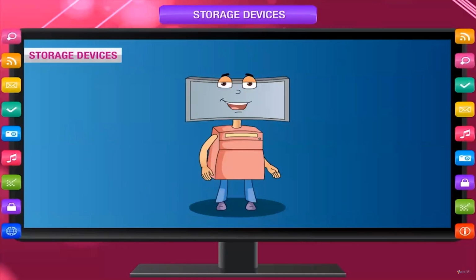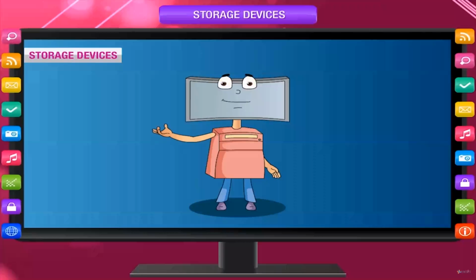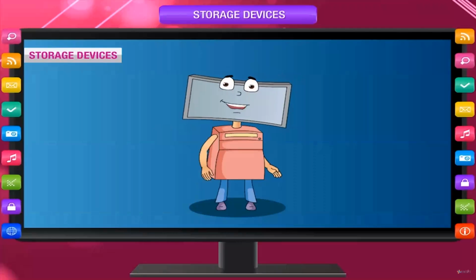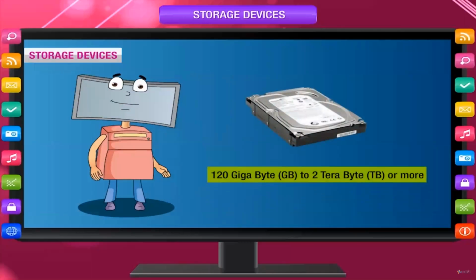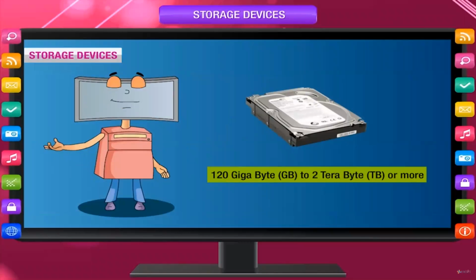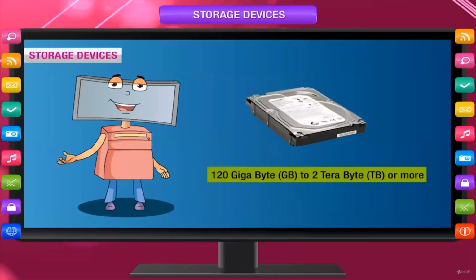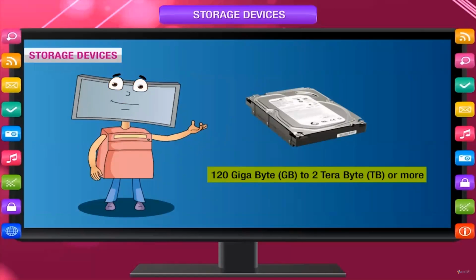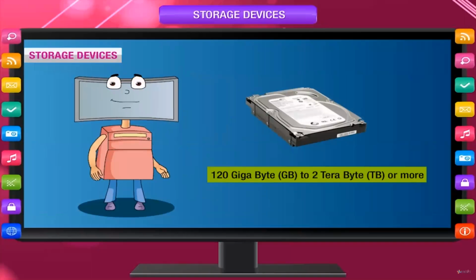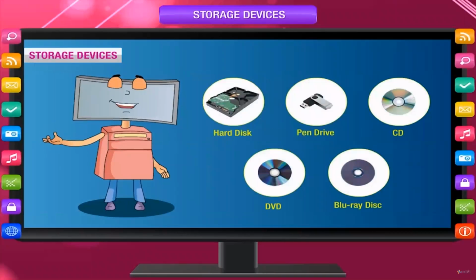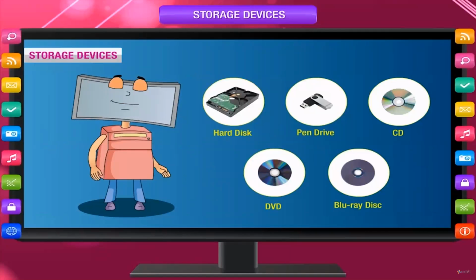Storage devices. Nowadays, high-capacity storage devices are available. A hard disk can store from 120 gigabytes or GB to 2 terabytes or TB or more. In this chapter, we will learn about the external memory or secondary memory, commonly known as storage devices. Storage devices provide a location where data can be stored when it is not being processed.